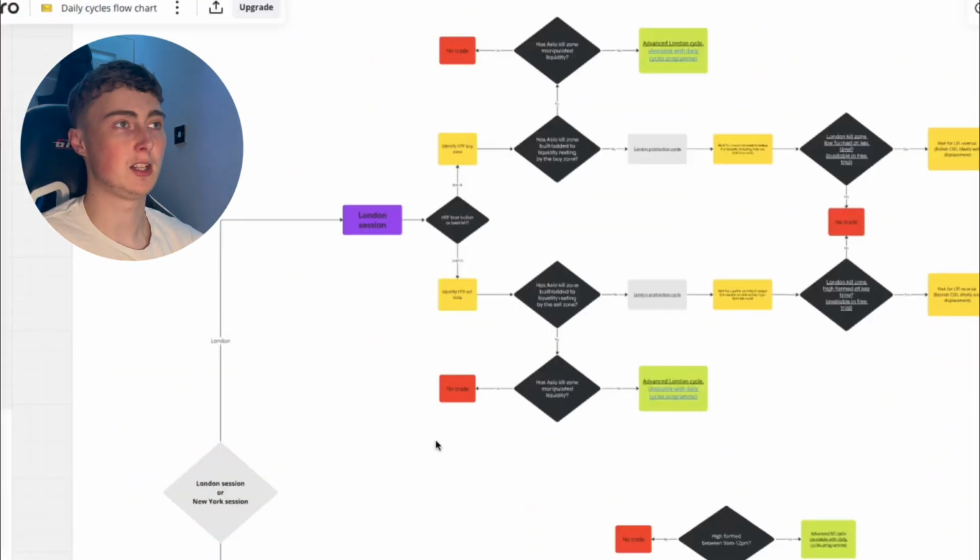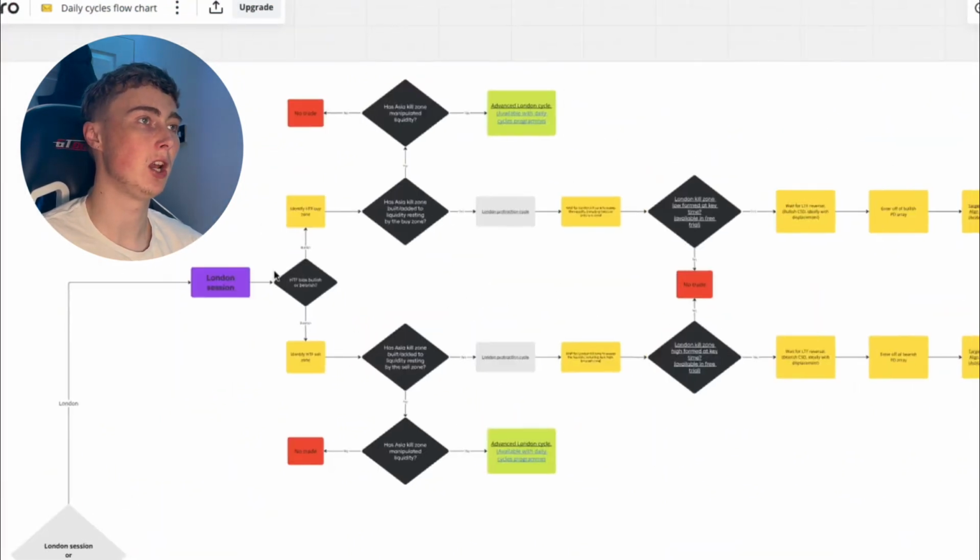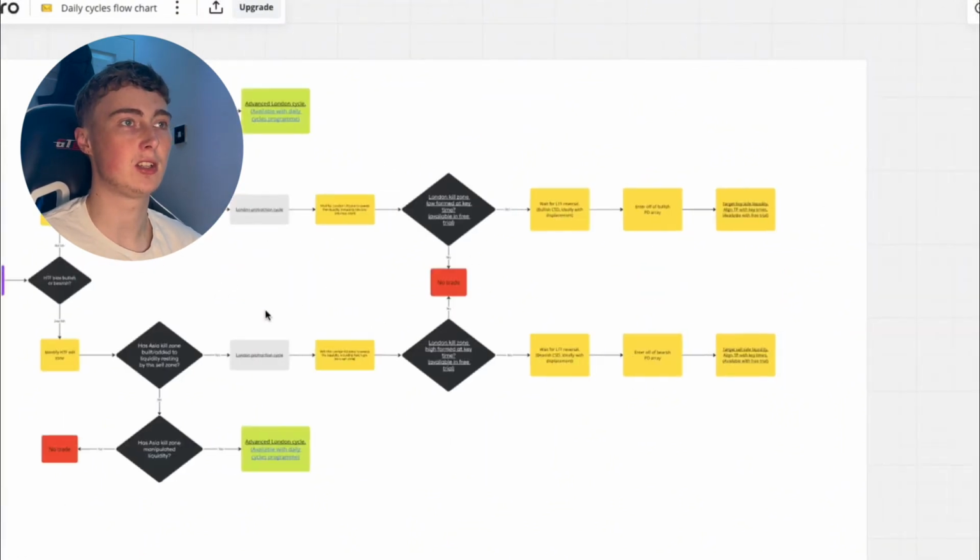Really quickly, before we get to that specific timing, I want to show you this daily cycles flowchart I put together. It's going to take you step by step in identifying the daily cycles. So if you're trading London session, you follow the steps depending on what you're seeing on the charts. It'll take you through the daily cycles.